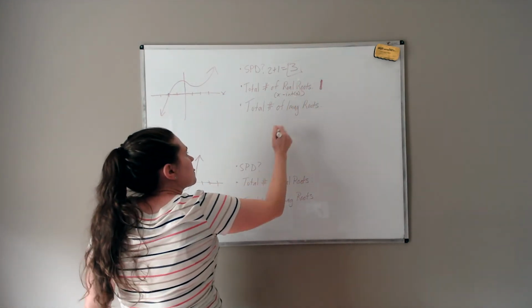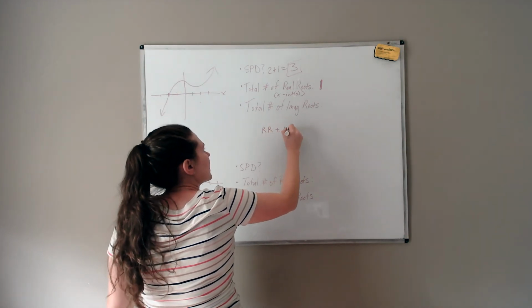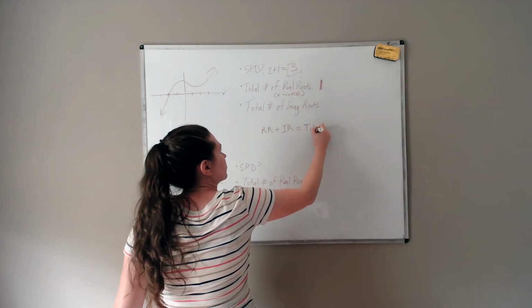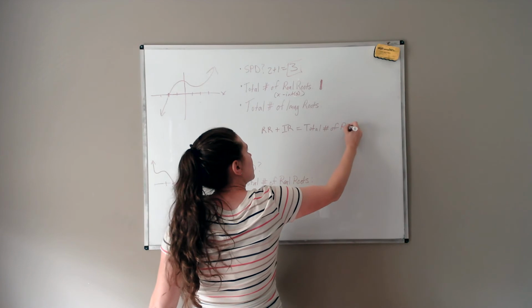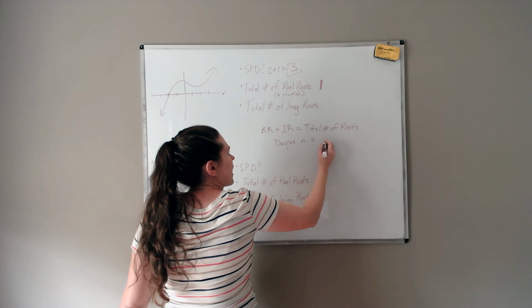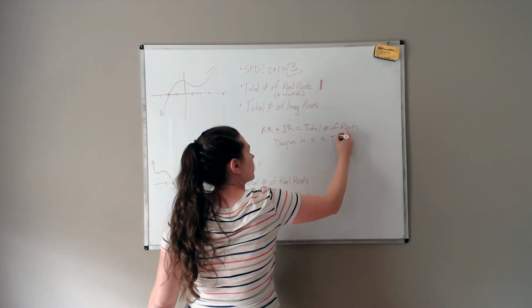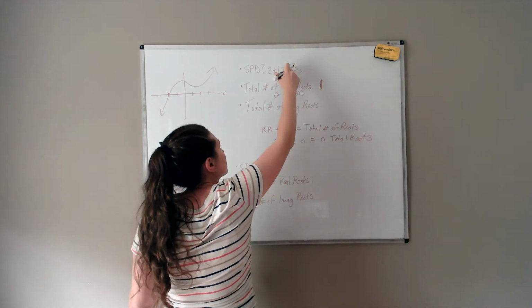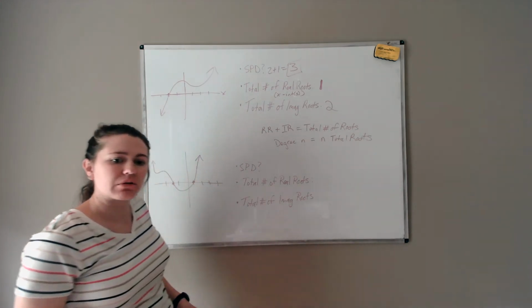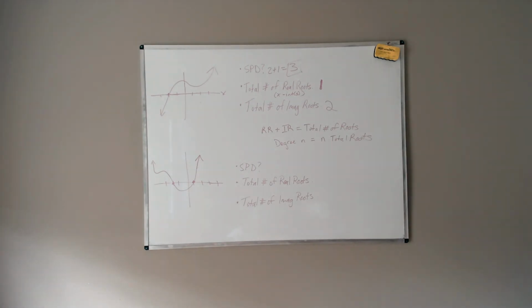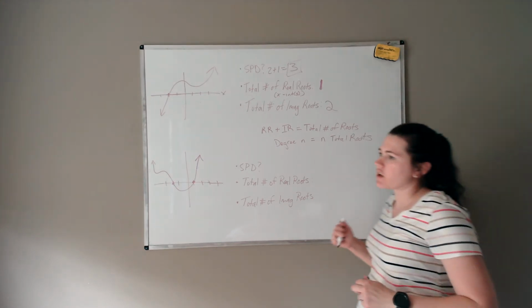Now, remember, the real roots plus the imaginary roots equal the total number of roots. And remember that if the degree is n, then there has to be n total roots. So if you have 1 real root and your degree is 3, then you have to have 2 imaginary roots. Okay? Remember, imaginary roots come in pairs or they don't come at all. You can never have an odd number of imaginary roots. That was that complex conjugate theorem.